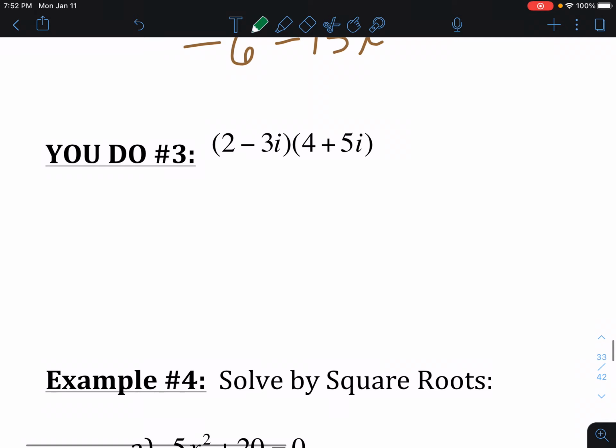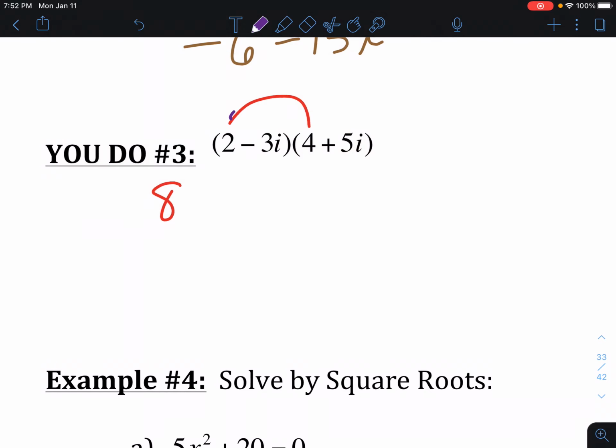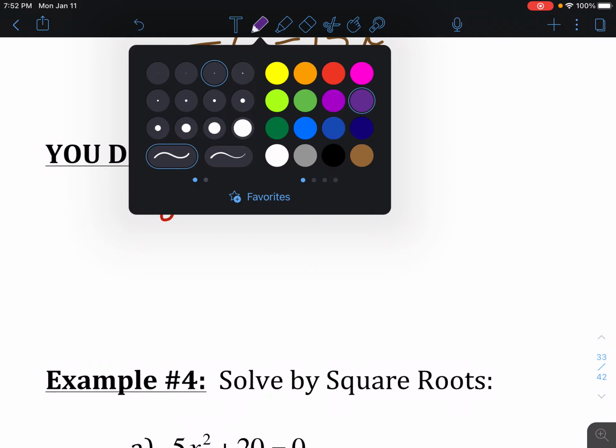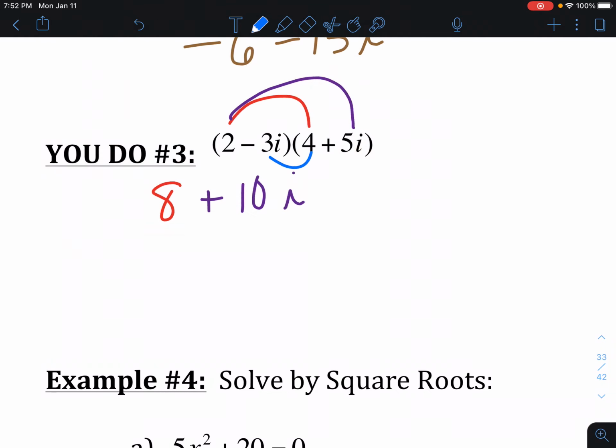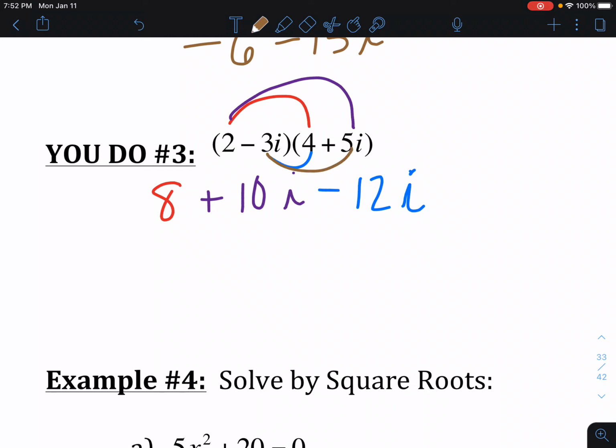Okay, let me show you another one here. Again, we're going to FOIL. So first, outside, inside, and last. So negative 3i times 5 is negative 15, and then i times i would be i squared.